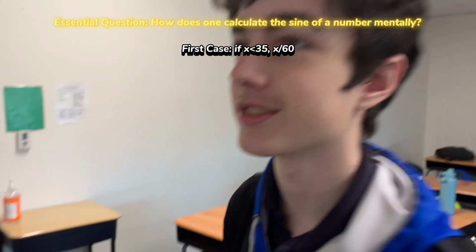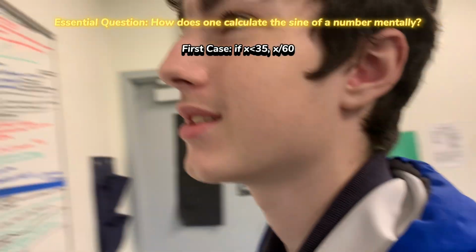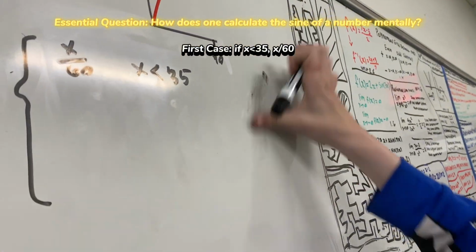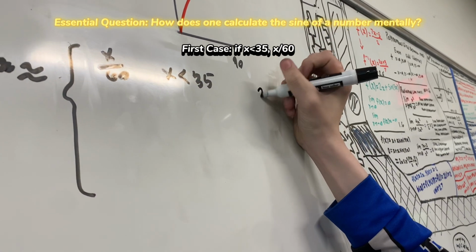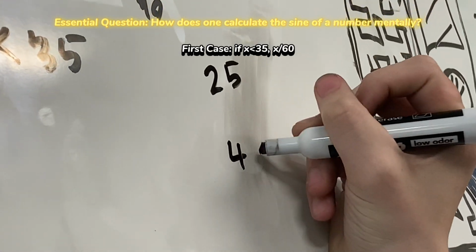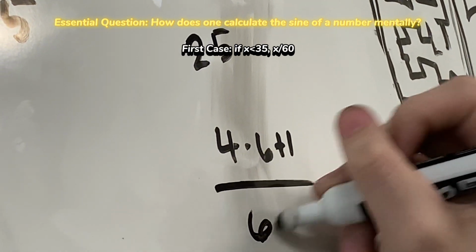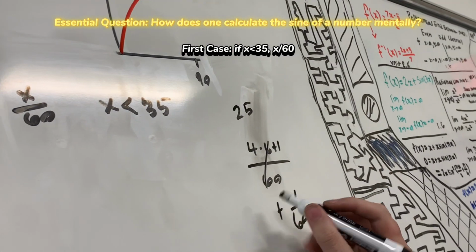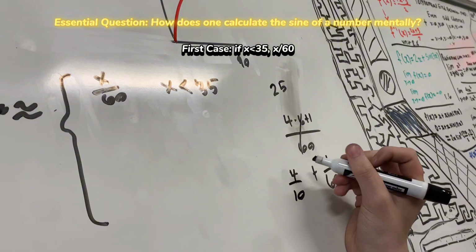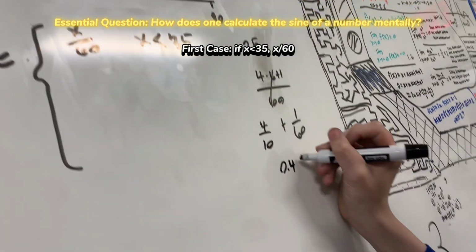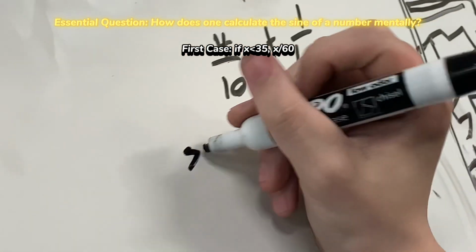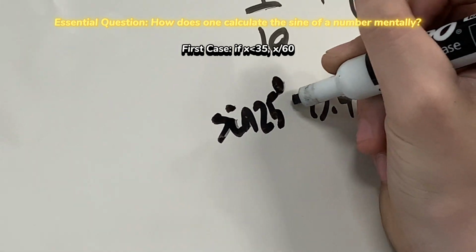Give me an example for this. Oh, I don't know, 25. Alright, so 25. I haven't done this in a while, so this is going to be mildly difficult. So this is going to be 4 times 6 plus 1 over 60. That cancels 1 over 60. That's 4 times, that's 0.4166. Alright, so that's sine 25 approximately.